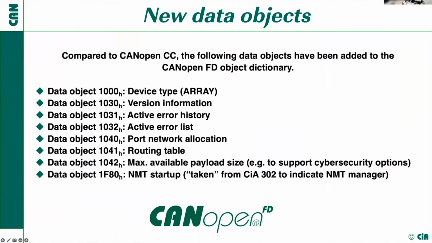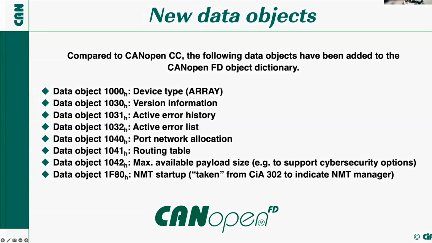So you see, a lot of interesting functionality is now available in CANopen FD. You see here further things that we have added. There, I'd like to highlight in particular the object 1042, which allows modifying the available payload size. This might be of interest, for example, for Olaf's talk at the end, as this was added, not exclusively, but to support security options that might be added to CANopen FD-based systems.